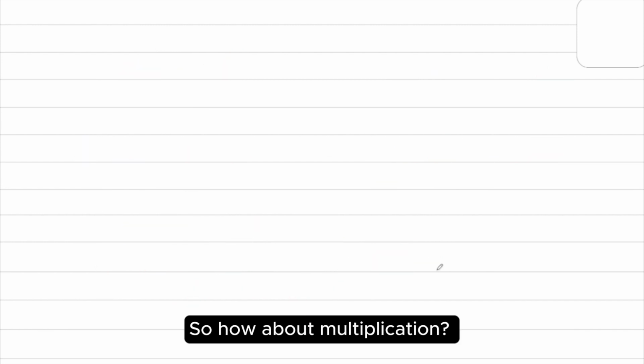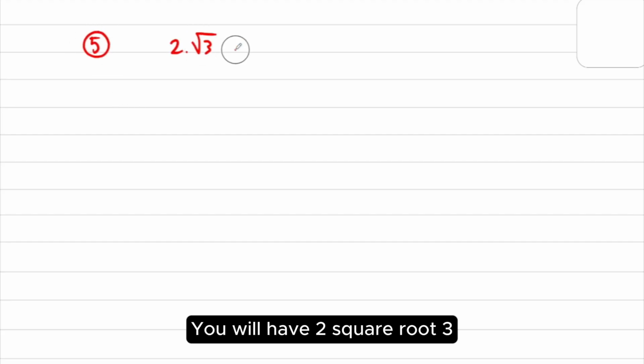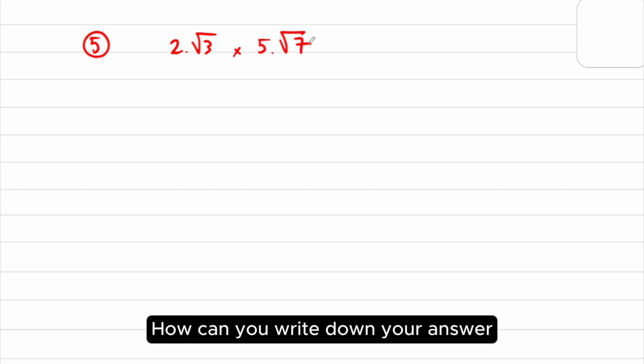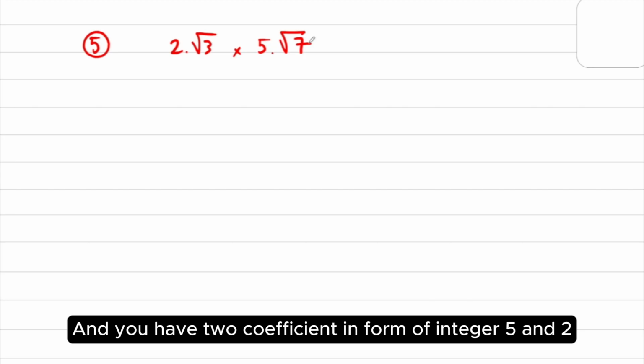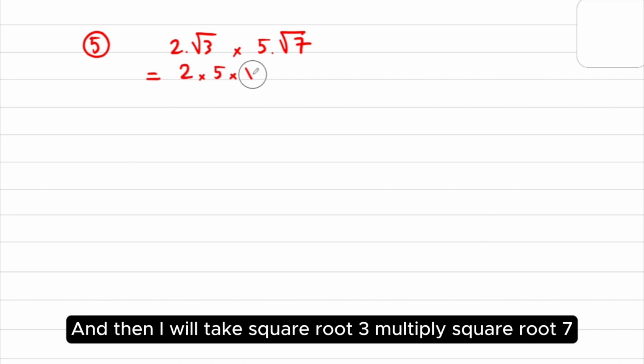So how about multiplication? Okay, example 5, I will give you an example about multiplication. You will have 2 square root 3 multiplied by 5 square root 7. How can you write down your answer? Look at this. You have two roots, square root 3 and square root 7, and you have two coefficients in the form of integers, 5 and 2. I will take the coefficients and multiply them together, 5 and 2.